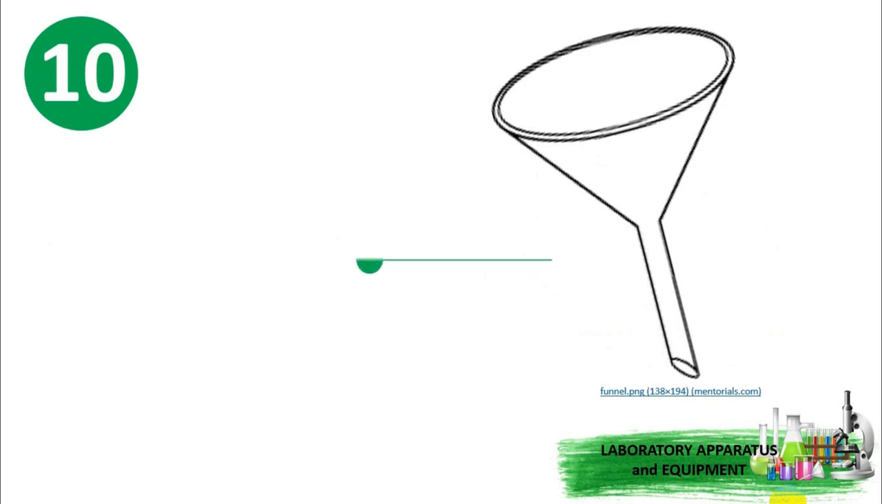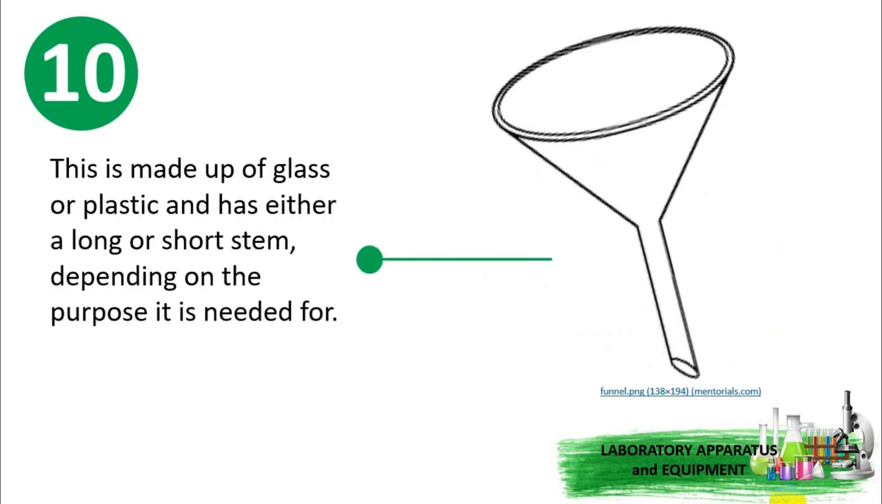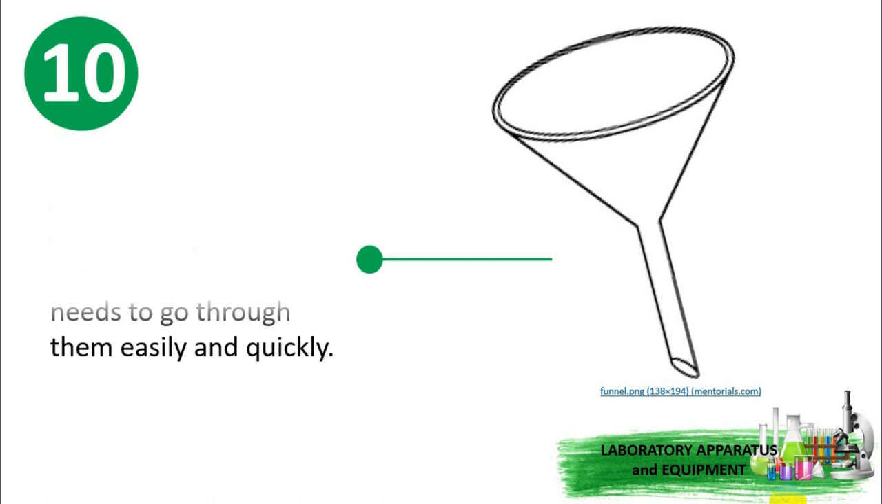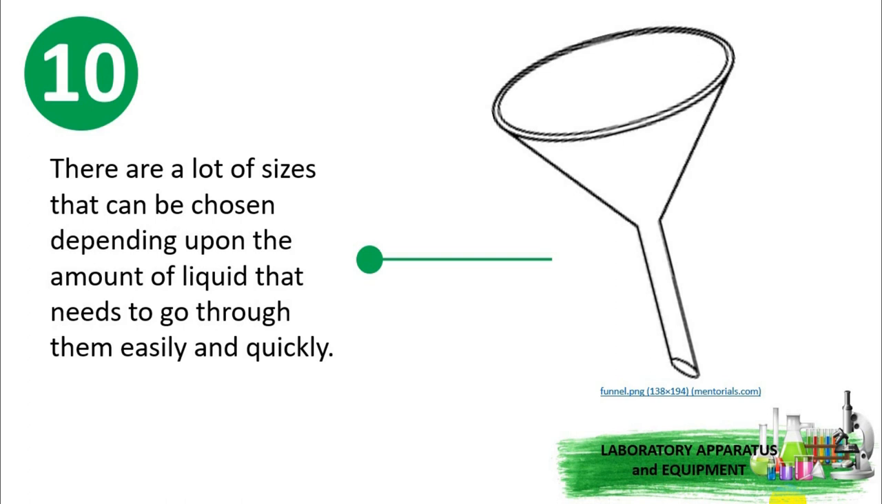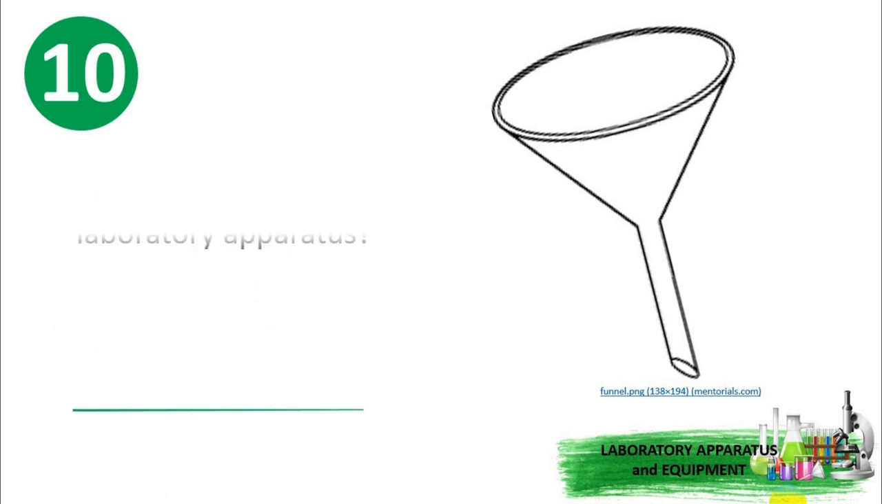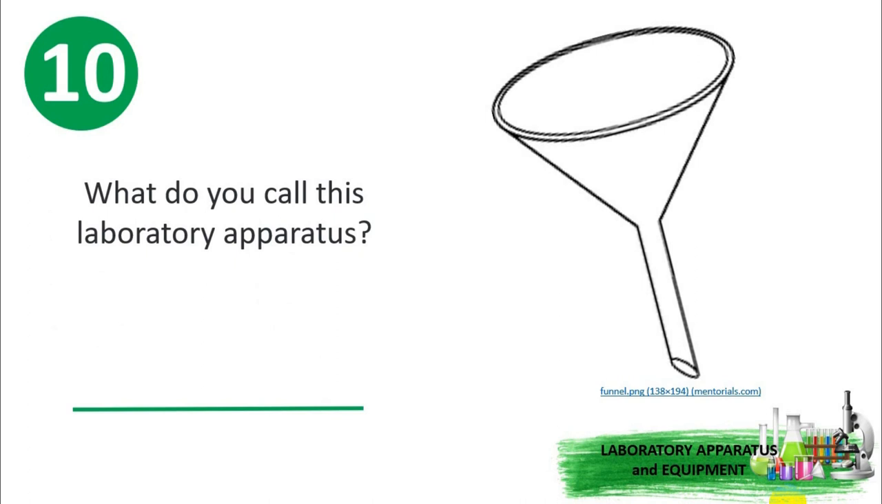Number 10. This apparatus is made up of glass or plastic and has either a long or short stem, depending on the purpose it is needed for. There are a lot of sizes that can be chosen depending upon the amount of liquid that needs to go through them easily and quickly. What do you call this laboratory apparatus?